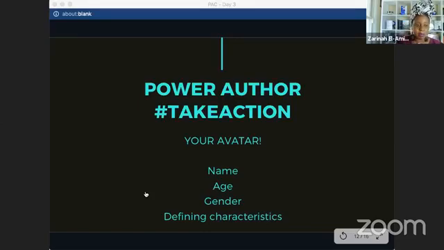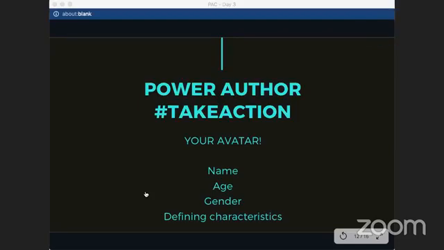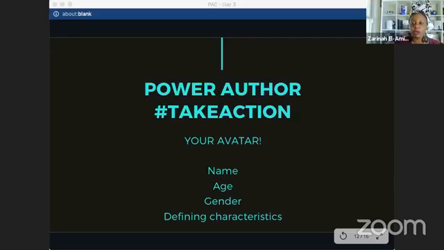Give them a name, give them an age, give them a gender, give them some defining characteristics. Not just like, oh, they live in such and such city, but some characteristics, what you would call soft characteristics around them, not just the hard demographics. All right. So that's what I want you all to do.